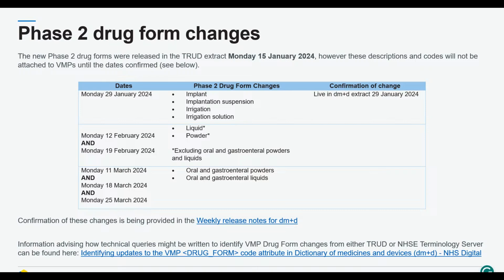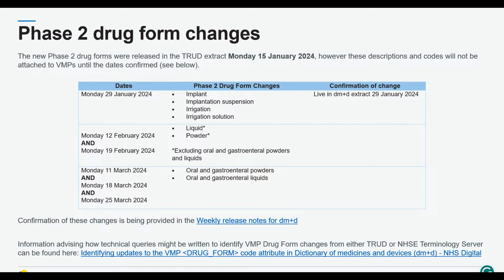All this information is on our website, but I just wanted to highlight this to people. When we create new drug forms for say implant or implantation suspension, we release those into the DM&D data on Monday the 15th of January. That's already happened. But we don't assign those new forms to any VMPs until the dates within that table. So we're making these phase 2 changes over a number of weeks. The first happened on Monday the 29th of January, and there were 4 form changes which we made. So that's now live in DM&D data.